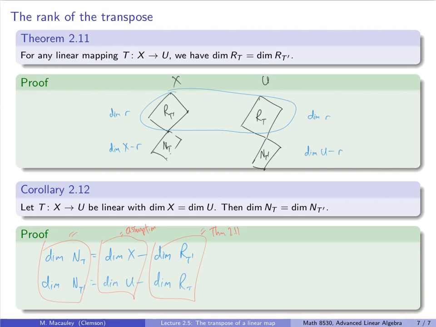Okay, so that's all I want to say about transposes. And next up, I will show you how to construct the matrix at last of any linear map between finite dimensional vector spaces. Stay with us.